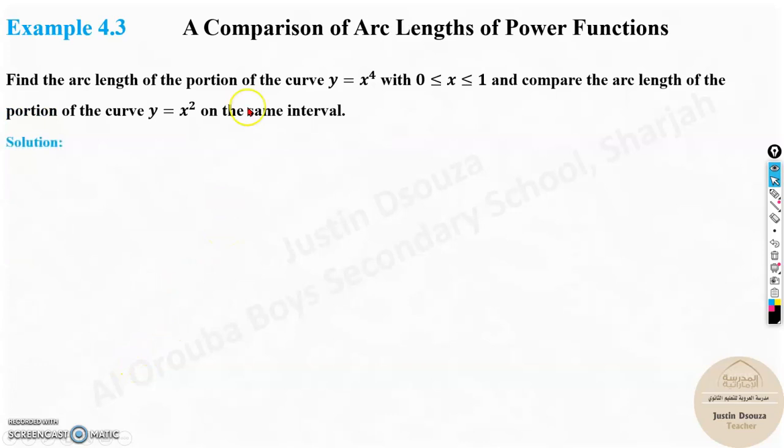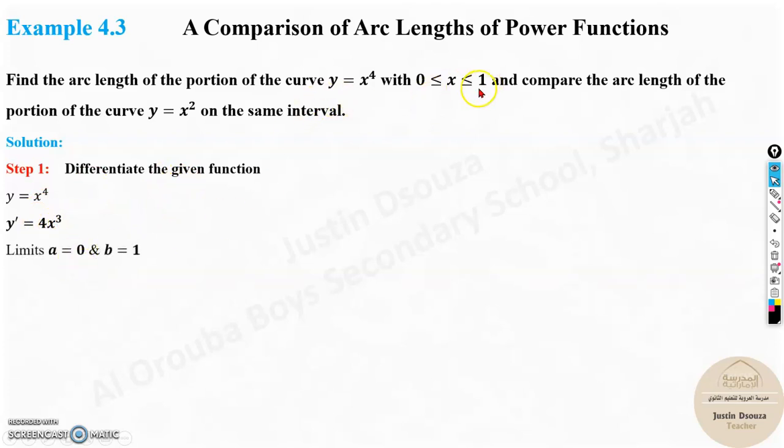Similarly, let's see another comparison problem. Over here, they have asked us to compare the arc lengths of power functions. Find the arc length of the portion of the curve y equals x to the power 4 on the same interval where x is greater than 0 but less than or equal to 1, and compare the arc length with the portion of the curve y equals x squared on the same interval. We just solved y equals x squared. Now let's solve it for y equals x to the power 4. Differentiate. Over here it'll be 4x to the power 3, and the limits are 0 to 1.